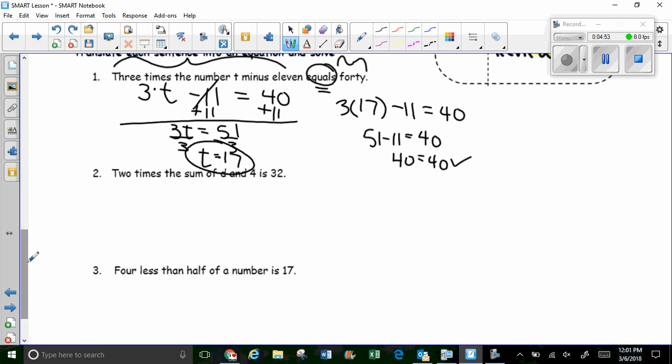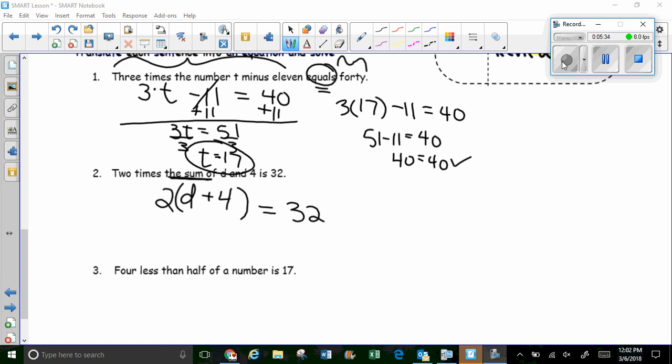Keep on moving. Number 2 says 2 times the sum of b and 4 is 32. So I'm going to start by putting my equal sign. So I know equals 32. So 2 times. Now you have to be super careful with this phrase, the sum of, because I'm multiplying the whole sum by 2. Whenever I see the sum of, I'm going to put parentheses. Even if it happens to not be needed, it's not going to hurt anything. So sum is addition, and I'm adding b and 4. So it's super important to make sure to put those parentheses there.